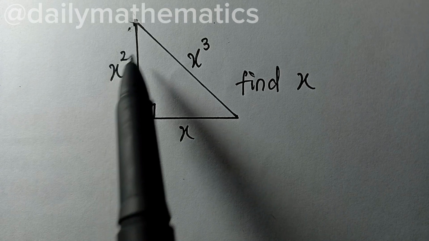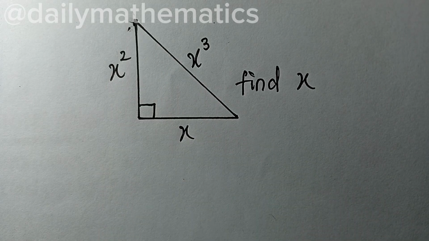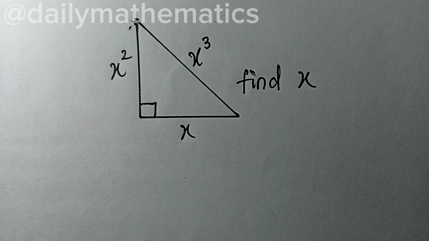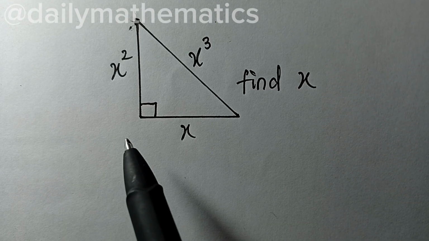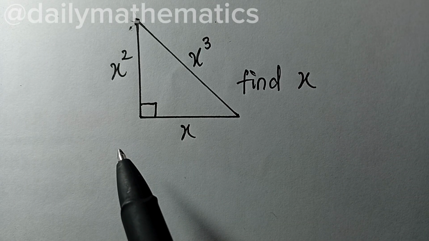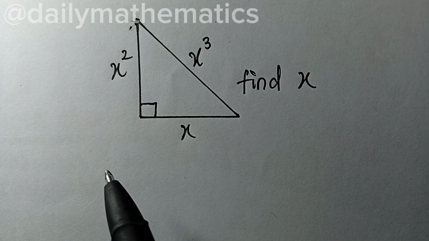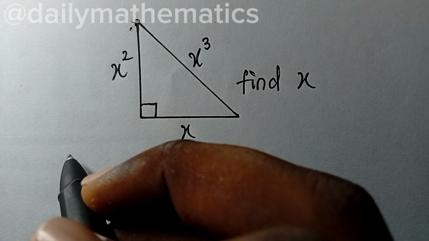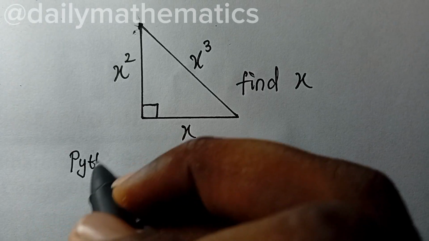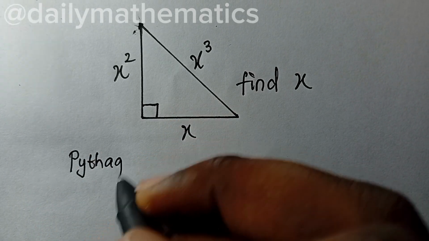Now, what does the question say? We have three sides of a right angle triangle, and the question is asking us to find each of the sides. Now, how do we do it? First of all, when we're dealing with a right angle triangle and we are asked to find the sides, we are dealing with Pythagoras theorem. We're going to use a rule known as Pythagoras theorem.